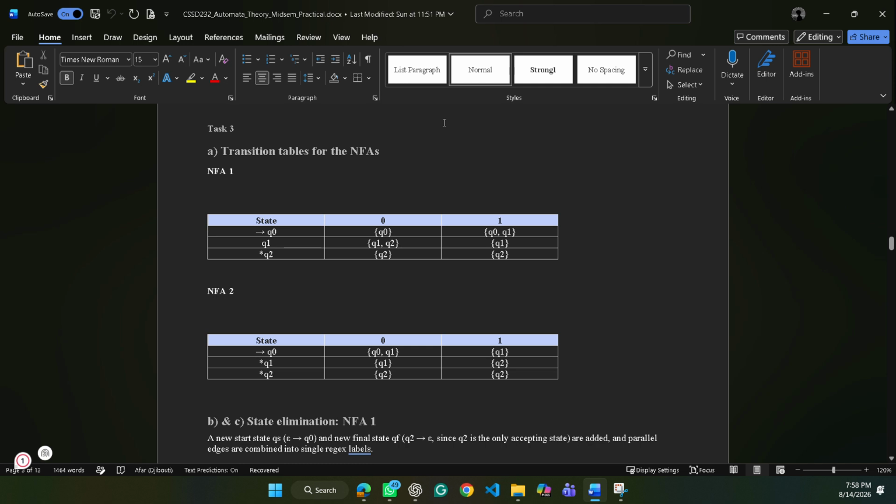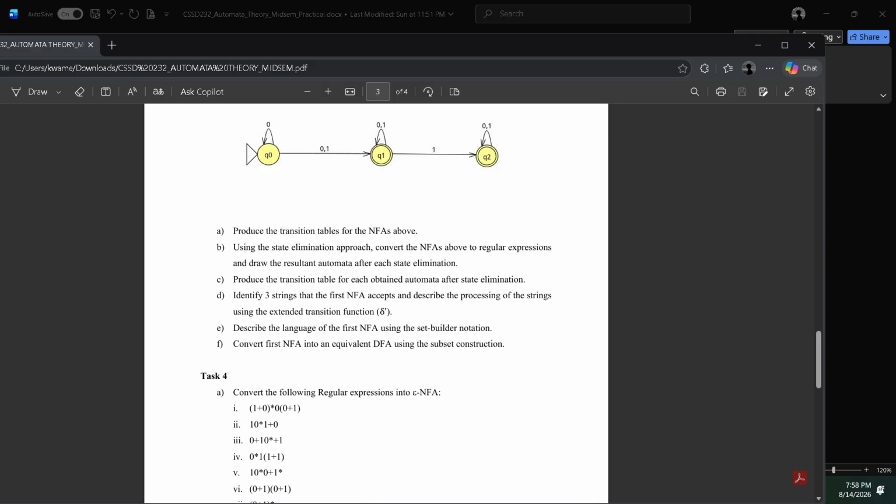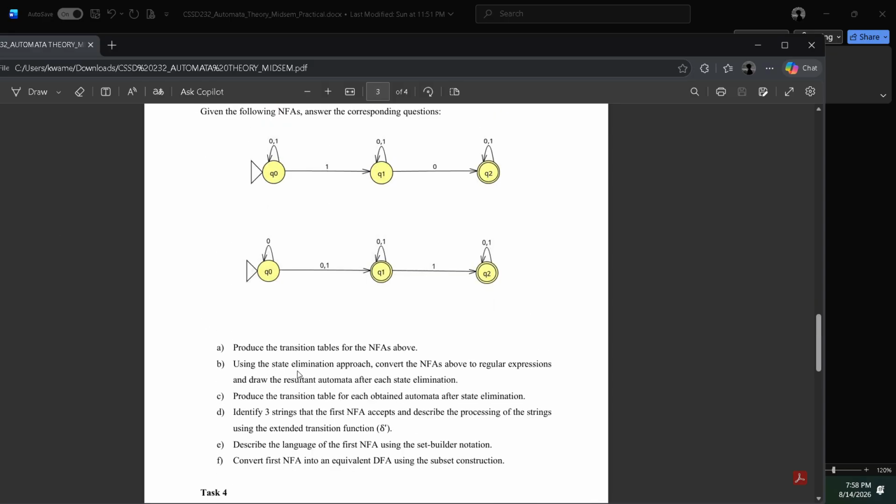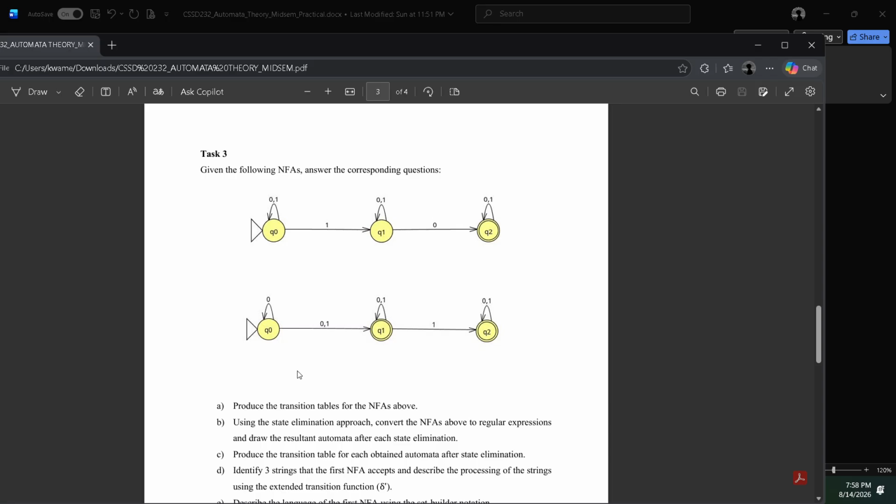In this video, I'll be explaining the theory of automata theory practical. The theory focuses mainly on non-deterministic finite automata, or NFA, and how we can work with NFAs using transition tables, state eliminations, regular expressions, the extended transition function, and subset constructions. These are the specific requirements given in the practical.